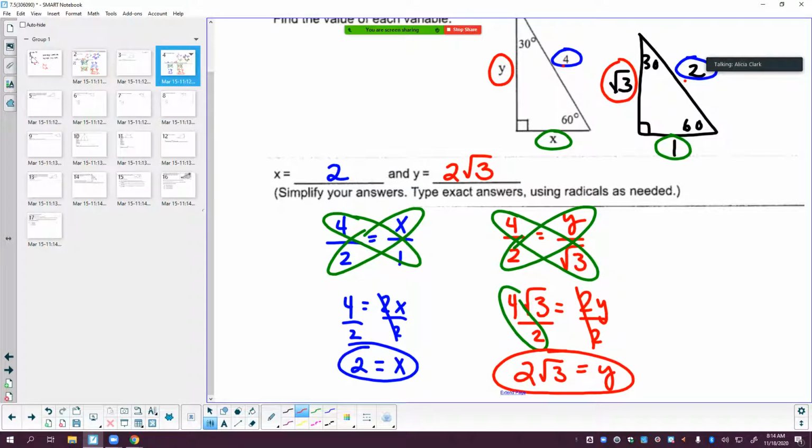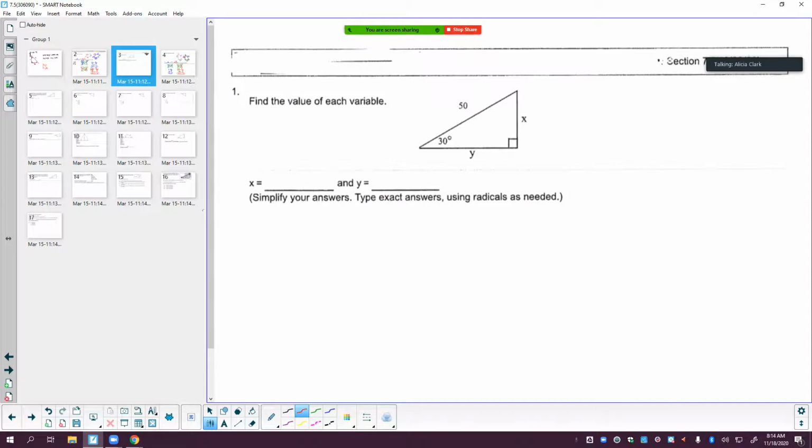Any questions on how to solve that? Okay, I'm going to go back and delete this one real quick. All right.